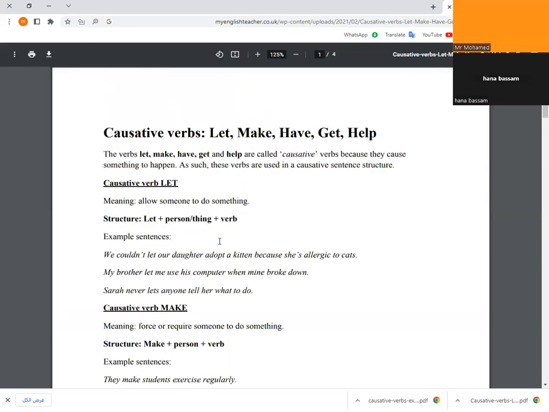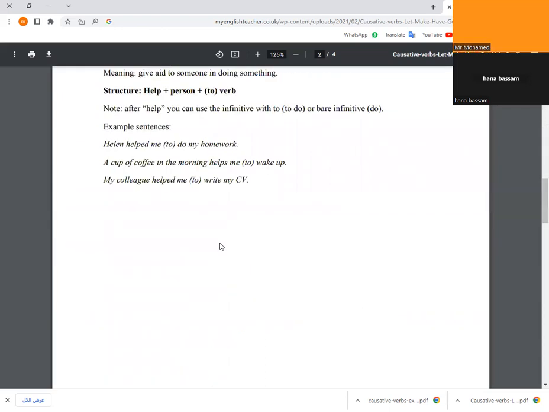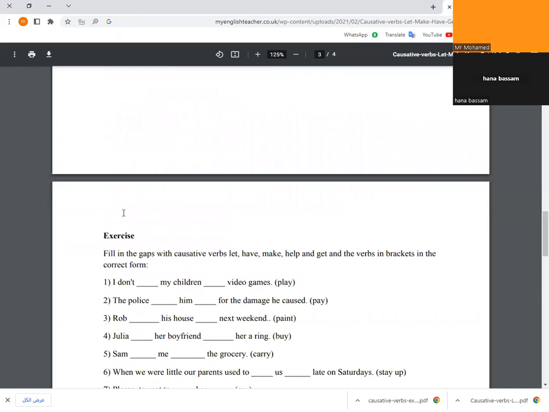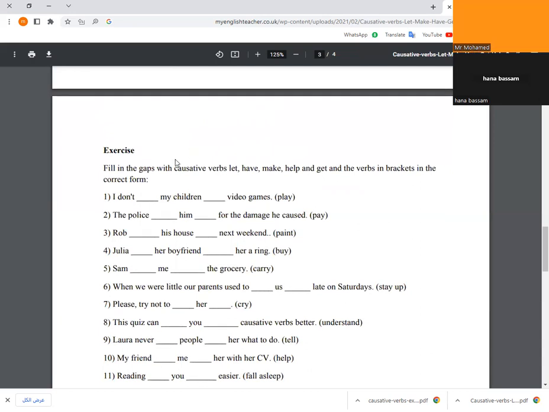That's right. So now let's move to some questions in order to make sure you understand it. Now fill in the gaps with causative verbs: let, have, make, help, and get, with the verbs in brackets in the correct form.